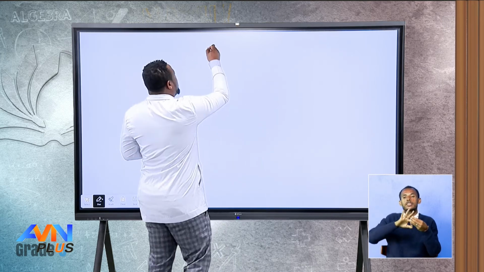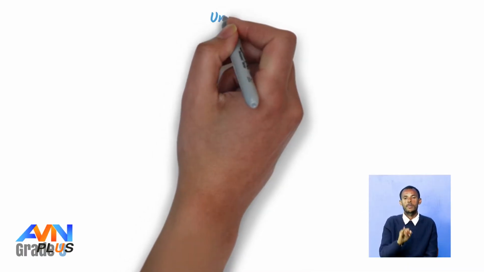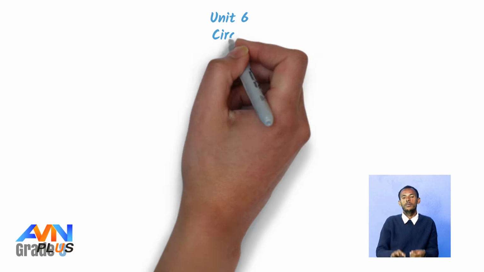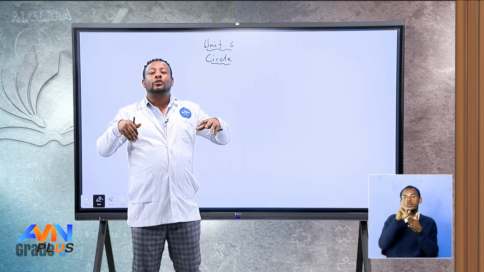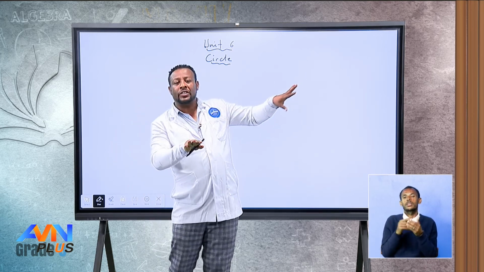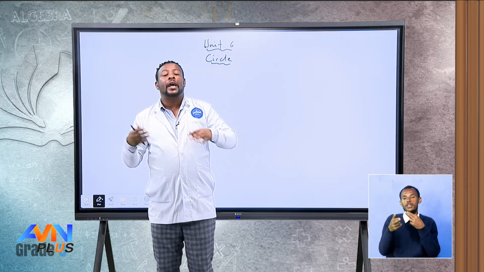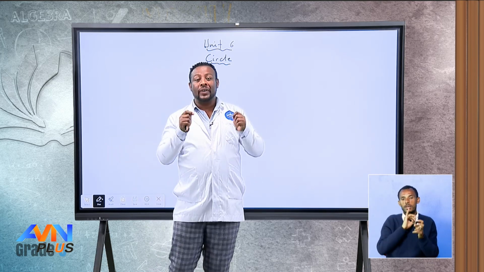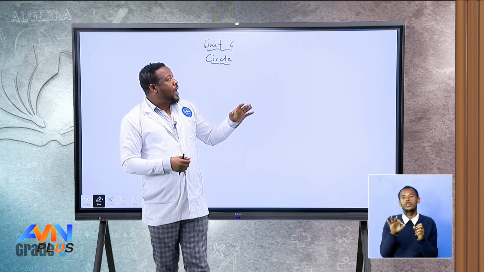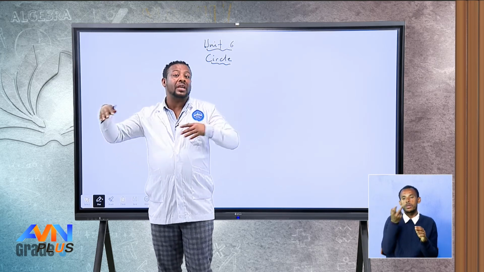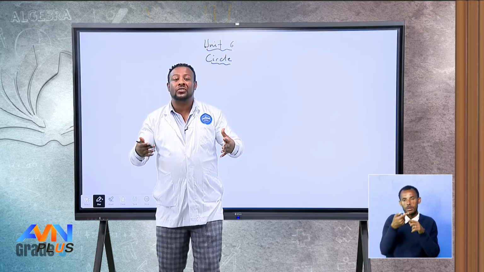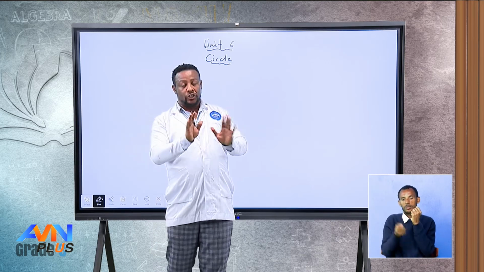Okay, so unit 6 is about circle. Under this unit, there are two major subtopics that we will be discussing. The first one is simply about a circle and its related concepts. And the second major subtopic in this unit is real-life applications of a circle. Before we see some terms regarding circle, I will tell you different terminologies regarding a circle. We will also see the definition of a circle.